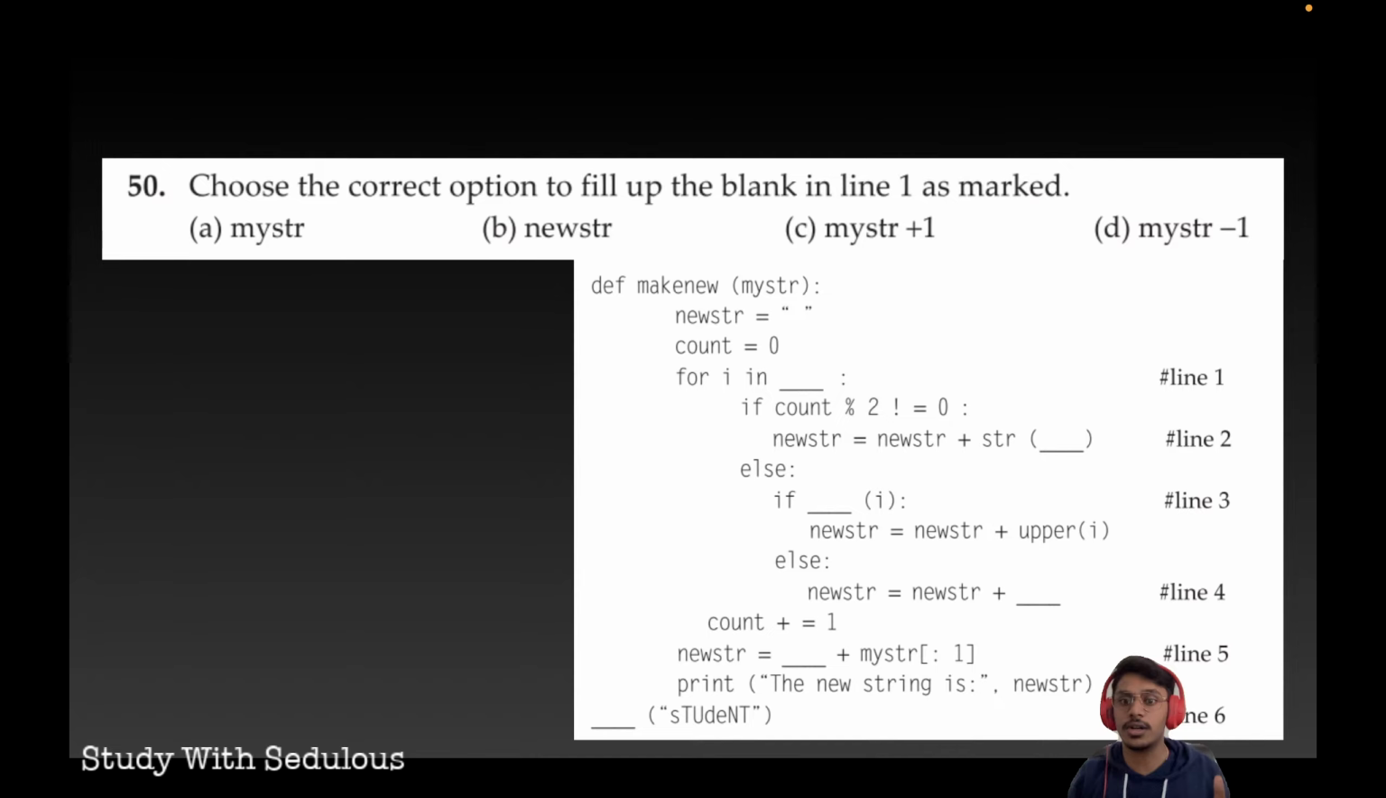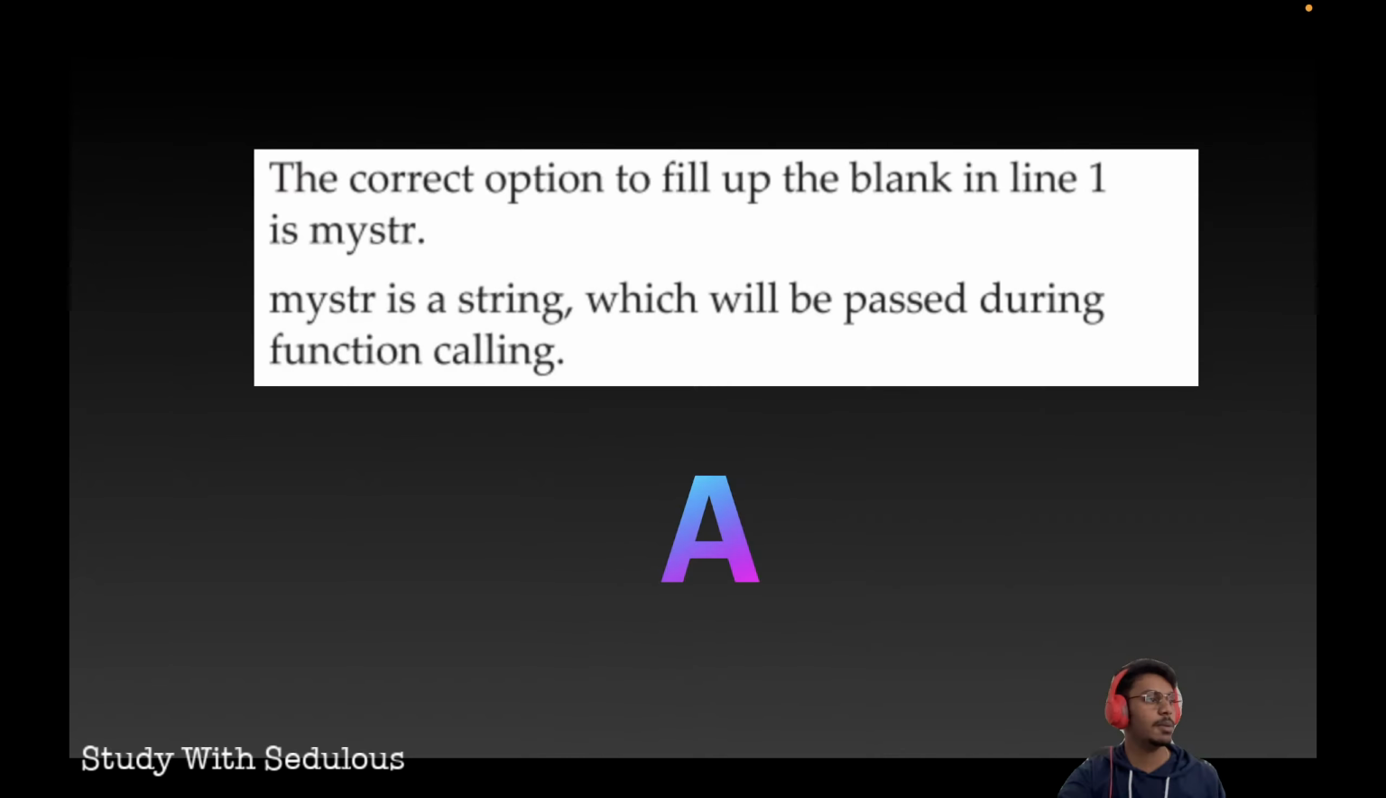Basically, we never do this plus 1, minus 1 in a very casual way. So we will have 2 options, my string or new string. New string is space. For I in space, it doesn't iterate, because there is nothing to iterate, right? So we'll go with my string itself, because that's logical. In these questions, we have to be more logical. My string, option A.